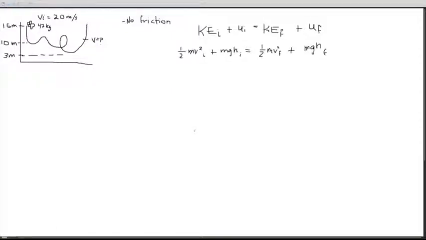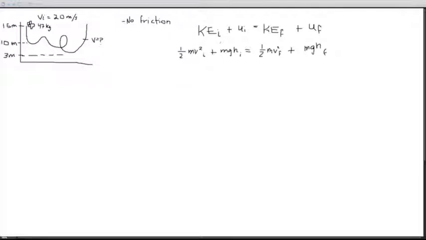Hello everybody. In today's class, we're going to calculate the final velocity of a roller coaster at 10 meters height. In this problem, we're going to neglect friction. The vehicle's mass is 47 kilograms and the initial velocity is going to be 20 meters per second.